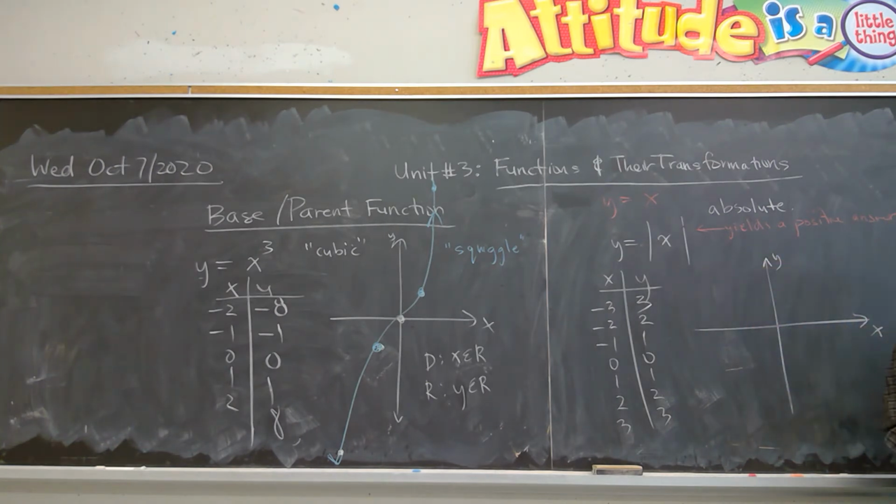Hopefully someone will beat me to this. Any volunteer want to describe what they're going to see? I'm not going to do it until someone tells me. Audrey, what do you think you're going to see? It's like a V, correct. V for victory. It is the V, right? Because again, the critical point is 0, 0, then 1, -1, 1, 1, 2.